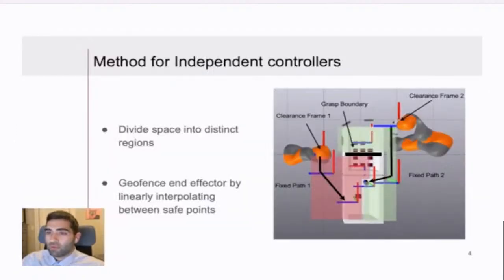So here is a more detailed diagram of how we did this. We geofenced the robots. The robot on the left picks up an object from the bottom half of the bin, goes to clearance frame one, and then from clearance frame one, follows a fixed path to the drop-off location. Now the robot on the right picks up objects from the top and follows a fixed path, goes to clearance frame two, and then follows a fixed path down to the drop-off location.